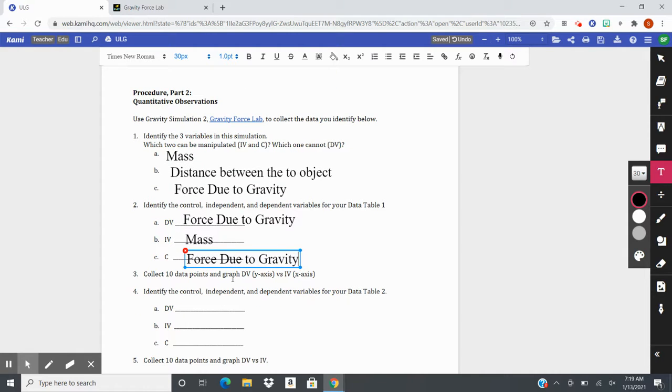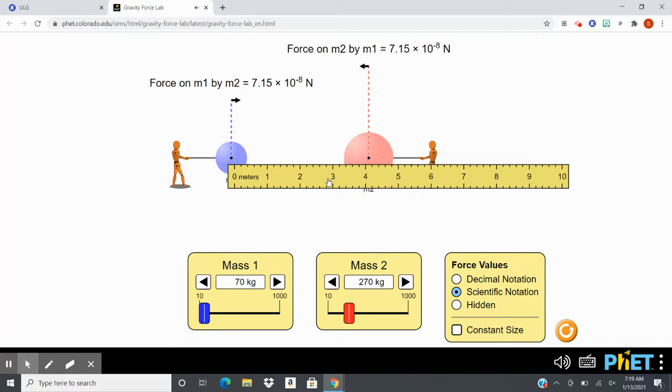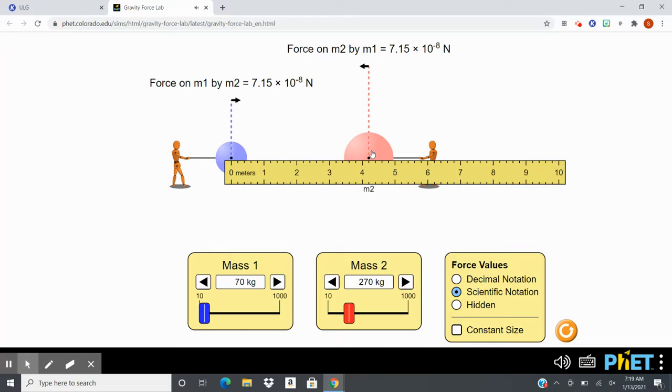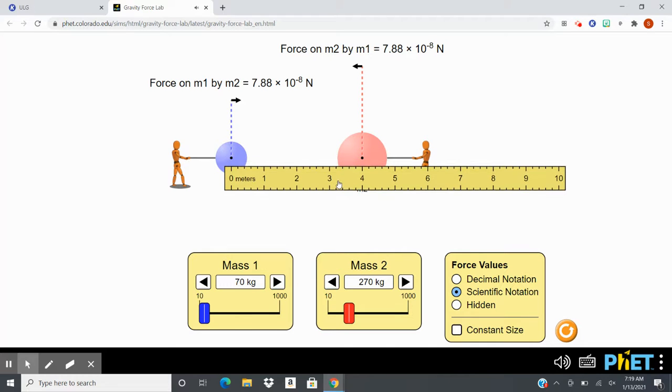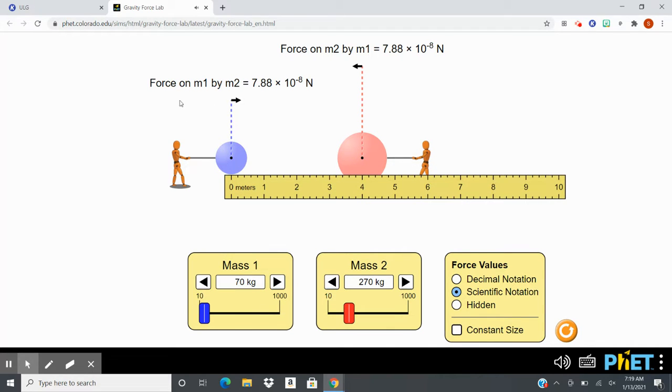You're going to collect 10 data points. So in this case, we have the mass as the independent variable and the force due to gravity as the dependent variable. Our distance is going to be the control. So what does that mean? Well, we're going to keep the distance the same. Let me say we're going to keep them 4 meters apart. At 4 meters apart, and the way they are now, with no change in mass, the force due to gravity is 7.88 times 10 to the negative 8 newtons.